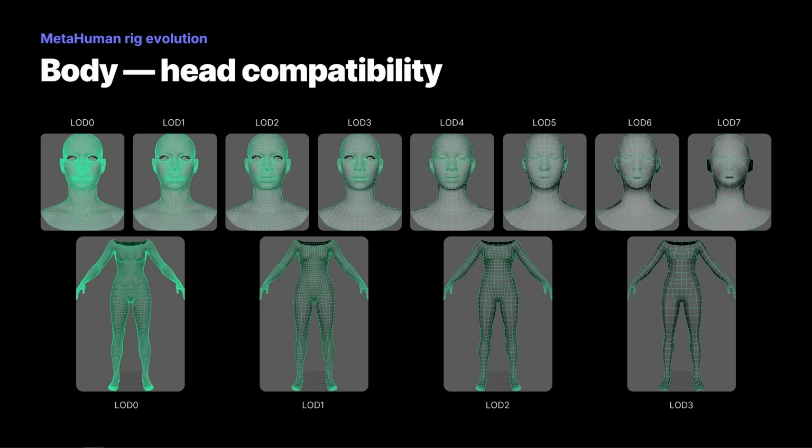Each head LOD is not universally compatible with every body LOD. In order to have this compatibility, we need to match next seam vertices on both meshes. Here you can see what combinations work. For instance, body LOD 0 pairs with head LOD 0 and 1, whereas body LOD 2 is compatible with head LODs 4 and 5.